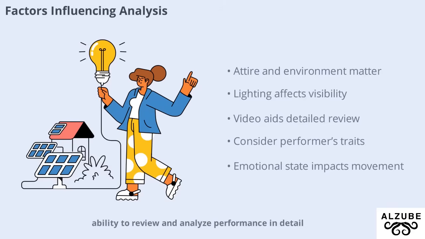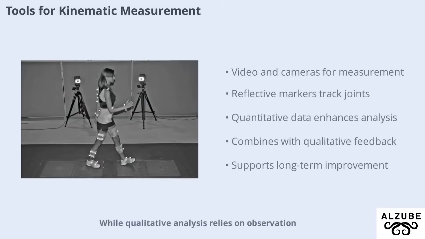It's also important to consider the performer's age, gender, body type, skill level, and even emotional state, as these can all impact how a movement is executed. By being mindful of these factors, you can ensure your analysis is as accurate and helpful as possible, leading to better outcomes for performers. A qualitative analysis relies on observation.